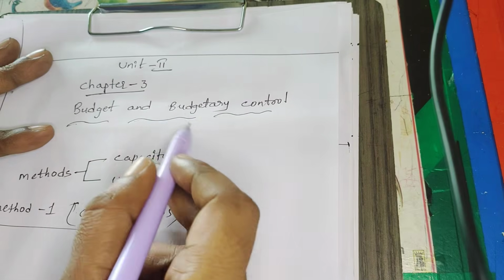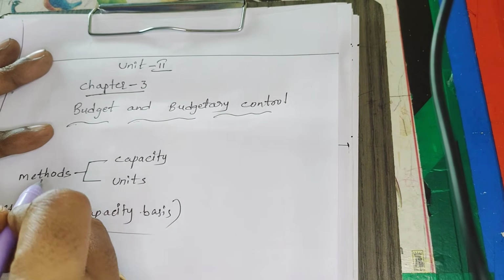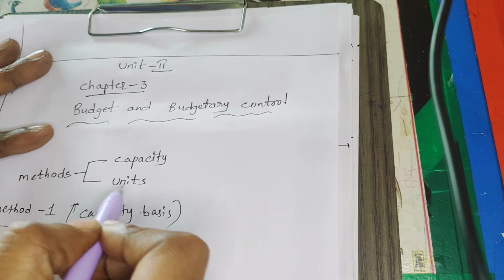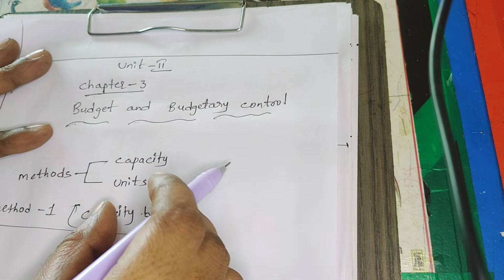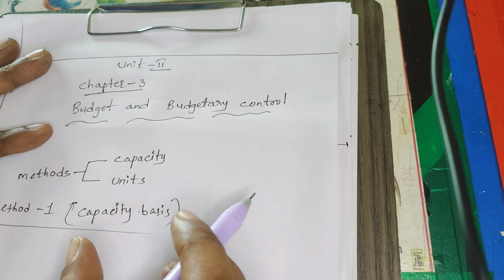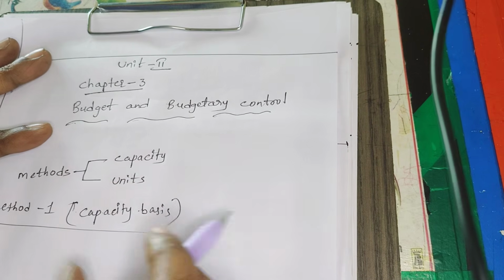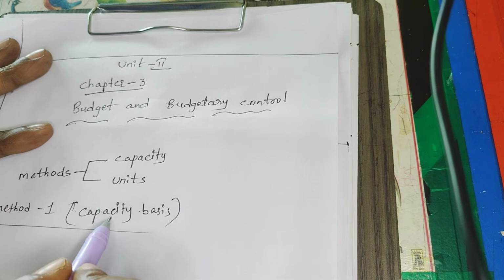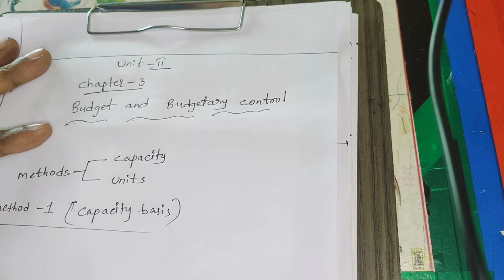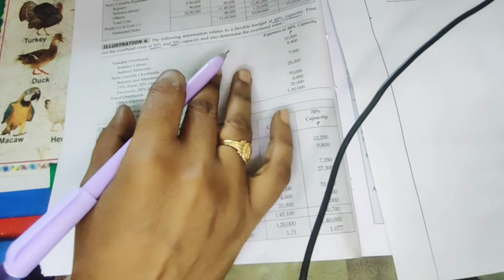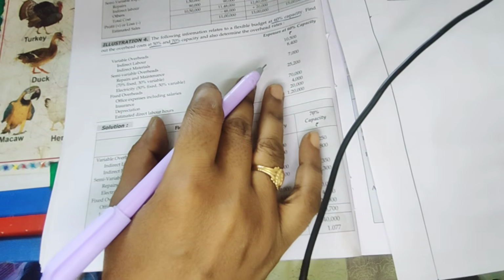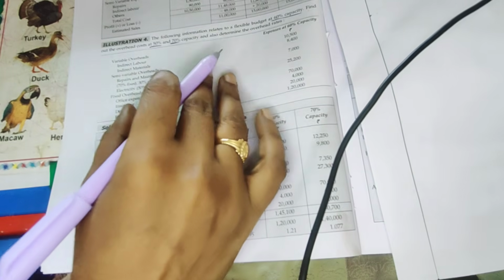In this budget and budgetary control, we have two methods, that is capacity basis and units basis. Just you have to learn these two methods. You can attempt one 12 marks question in the final examination. So method 1 is capacity basis. Here given capacity basis, that is nothing but the first method of budget and budgetary control. So capacity basis, one question is given here.